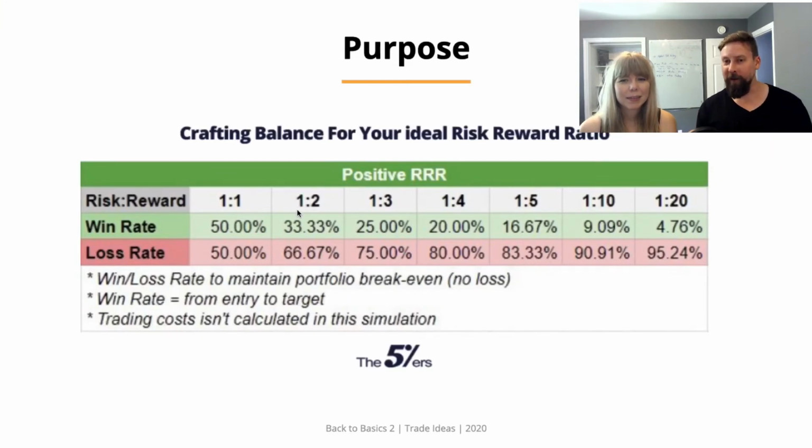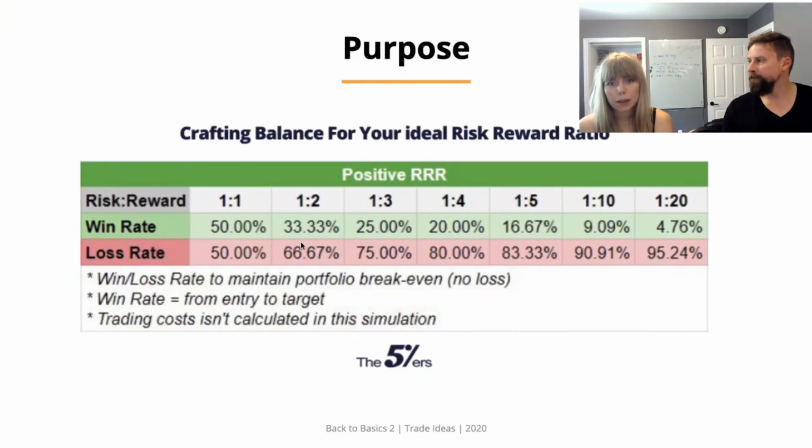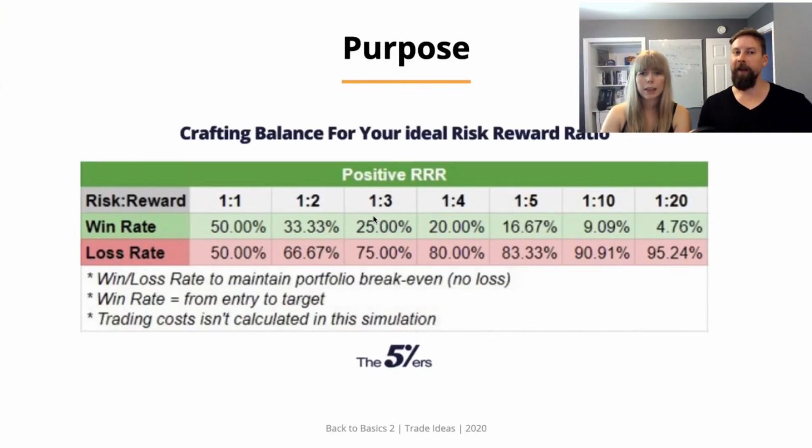So this is basically saying if you make $100 when you're right, but you lose $200 when you're wrong, you have to be right 66% of the time. And if you flip that, if you make $200 when you're right and you lose $100 when you're wrong, you only have to be right 1/3 of the time. And then one to three would say, I'm losing $100 when I'm wrong, but I'm making $300 when I'm right. I think I understand this now.